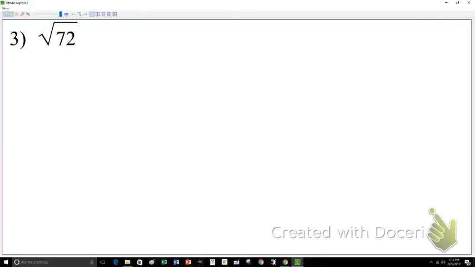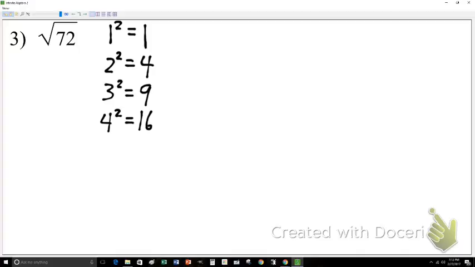So let us now try to simplify the square root of 72. Once again, we can get our perfect squares by taking the counting numbers squared. So 1 squared is 1. That's not going to be that useful for us. 2 squared is 4. 3 squared is 9. 4 squared is 16. 5 squared is 25. And 6 squared is 36. That's about as far as we need to go.